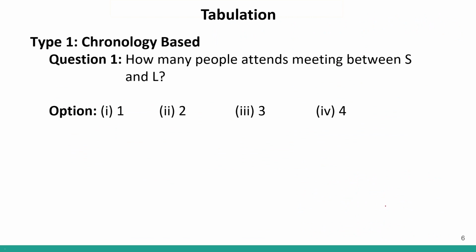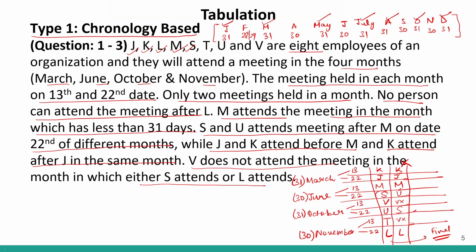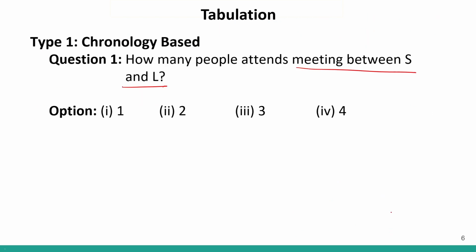The question asks how many people attend the meeting between S and L. So I am going back to the arrangement. S is over here, L is over here. Between S and L, we have V, U and T. So we have 3 people between S and L. If I look at the options, option number 3 is 3, so this will be the correct answer.